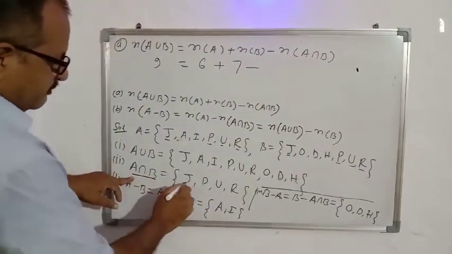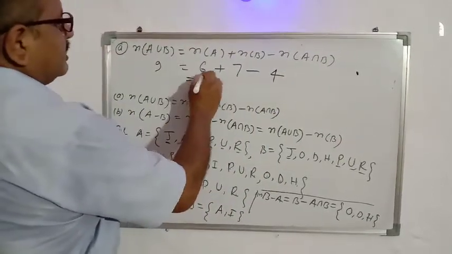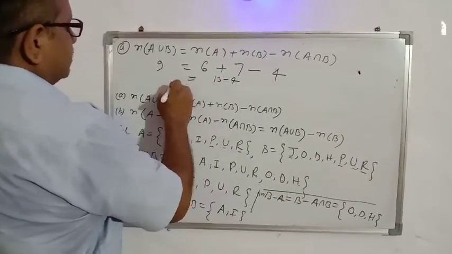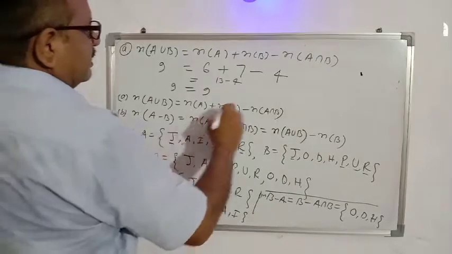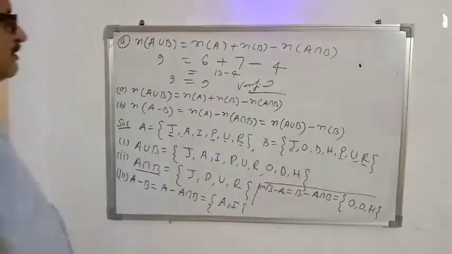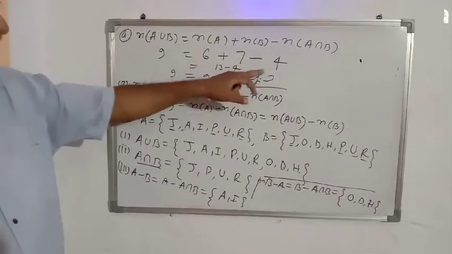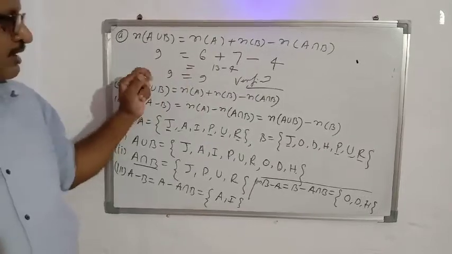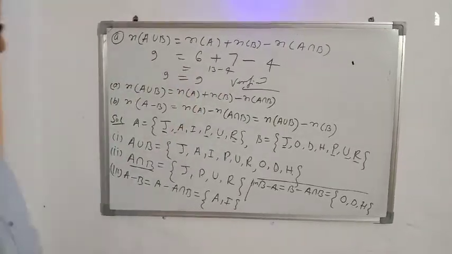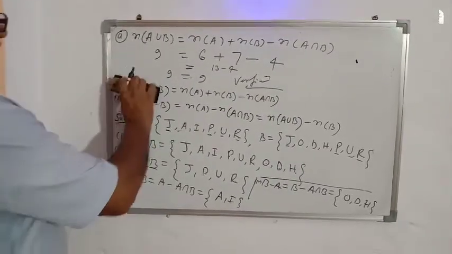A intersection B is this one. 1, 2, 3, 4. Simplified. 6 plus 7, 13. 13 minus 4. So 9 is equal to 9. Verified. So both sides are coming equal. It is verified. So write the cardinal number on both the sides and check both sides are coming equal or not. If both sides are coming equal, hence it is verified, otherwise not. Similarly, we will verify the second part.